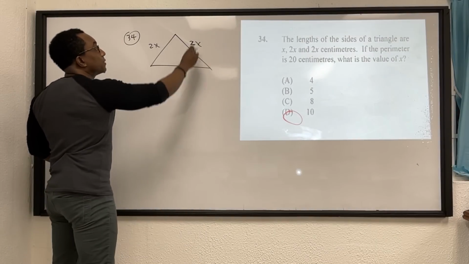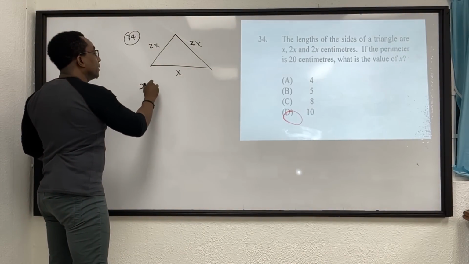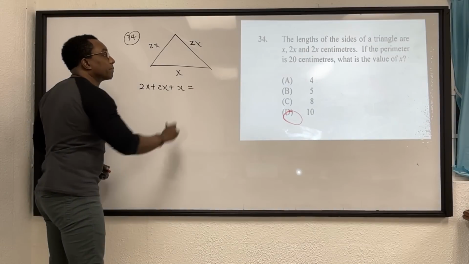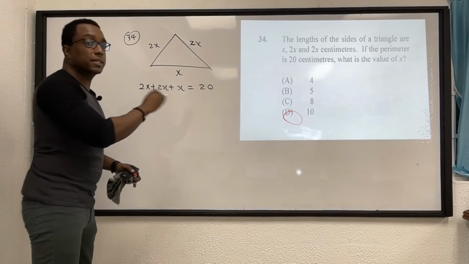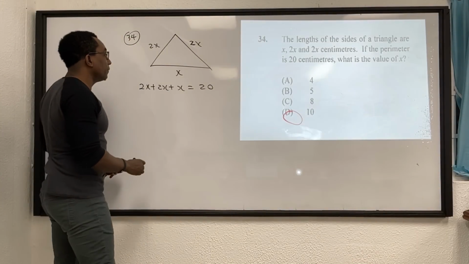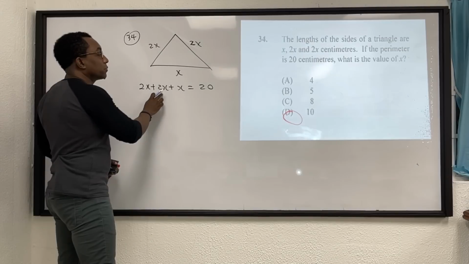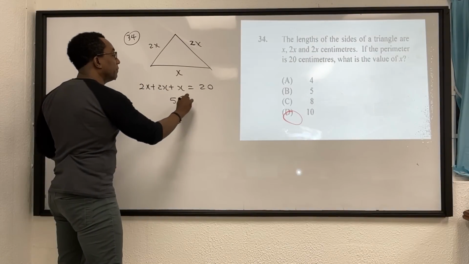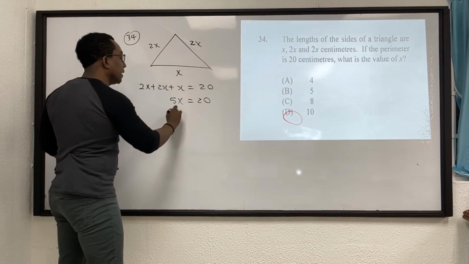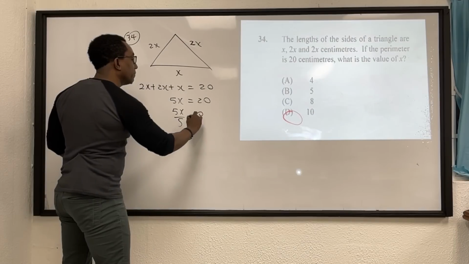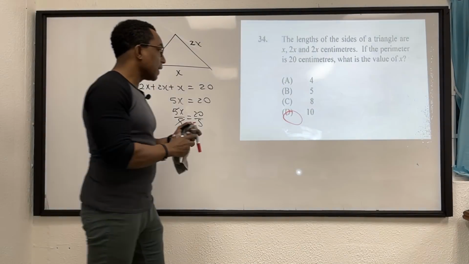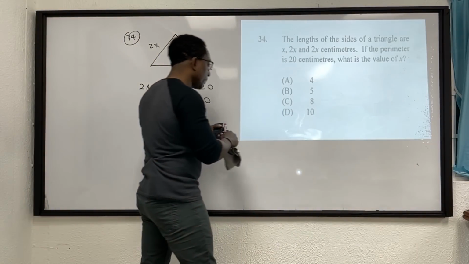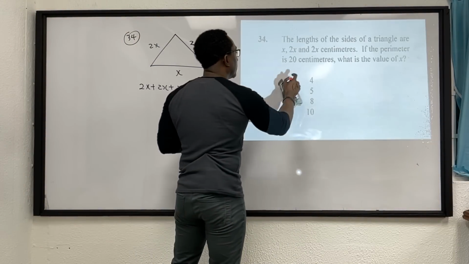So perimeter, we know it's a distance around, so we're going to find the sum of all our sides, and that is equal to 20. So we have created a simple equation, and let's solve for x. So 2x plus 2x will be 4x plus 1x will be 5x is equal to 20, and we divide both sides by 5, x will be equal to 4, whose answer is E.